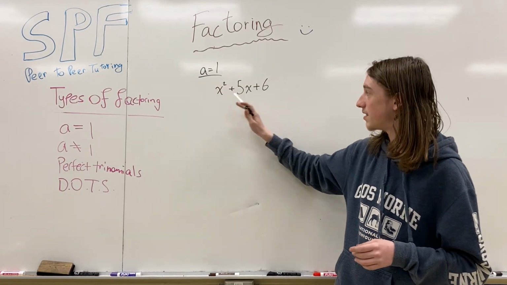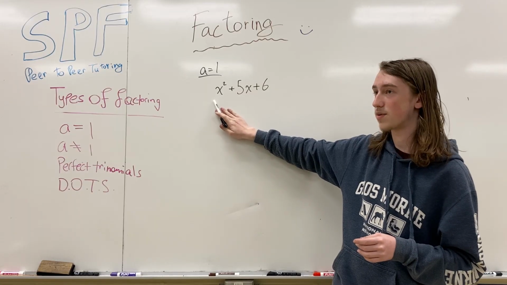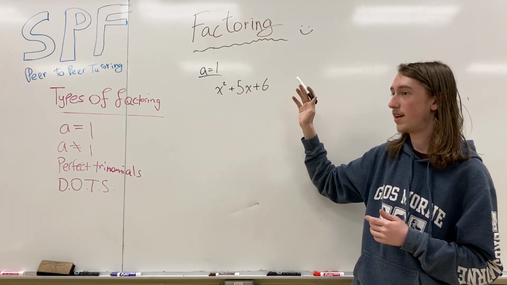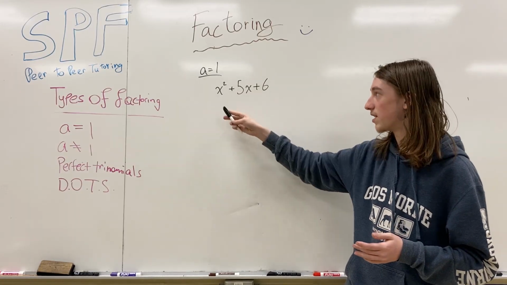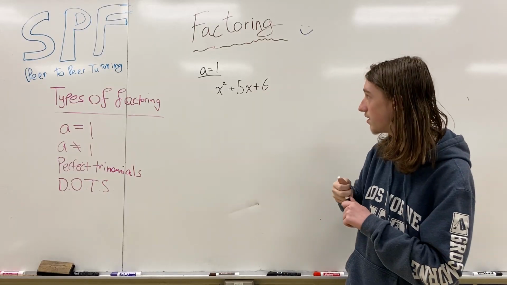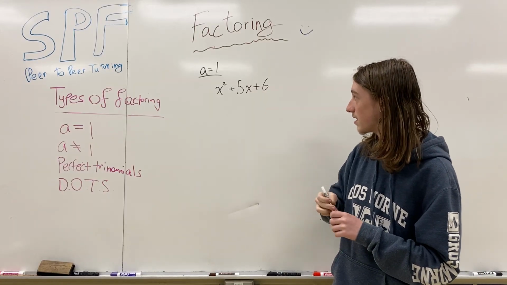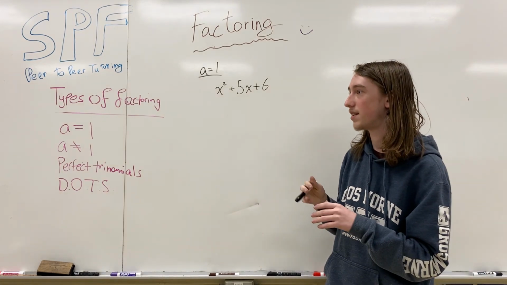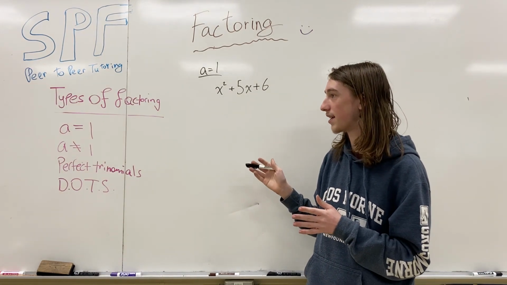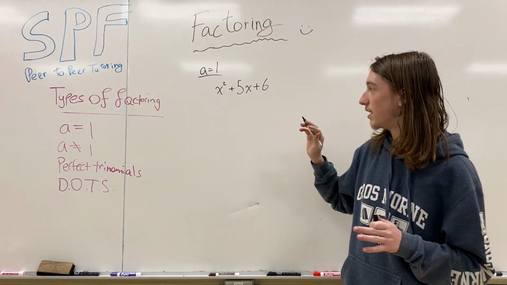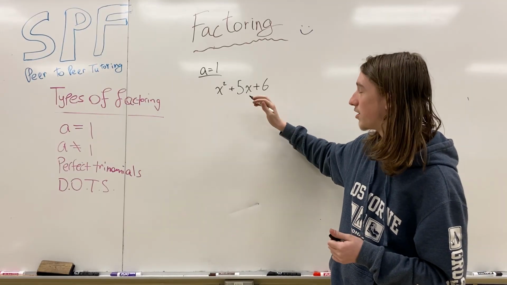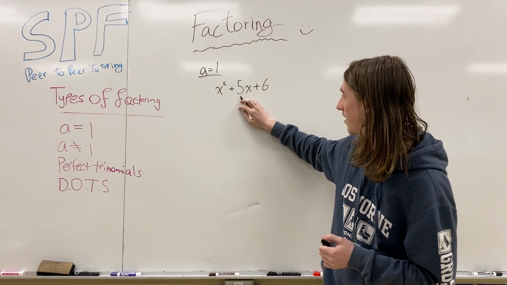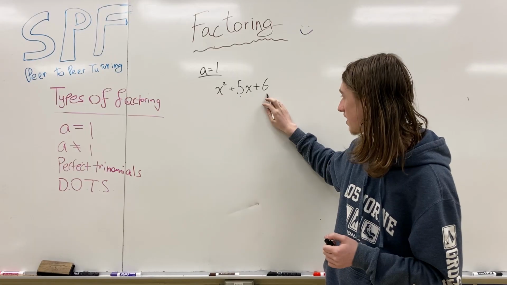So a is the number in front of the x squared, and you can see in this example, x squared doesn't have a number in front of it, so you can assume there's a 1 there. So for this one, we've got x squared plus 5x plus 6. But how do we break that down into multiple different brackets, right? Well, we need to find two numbers that can add to 5 and multiply to 6.